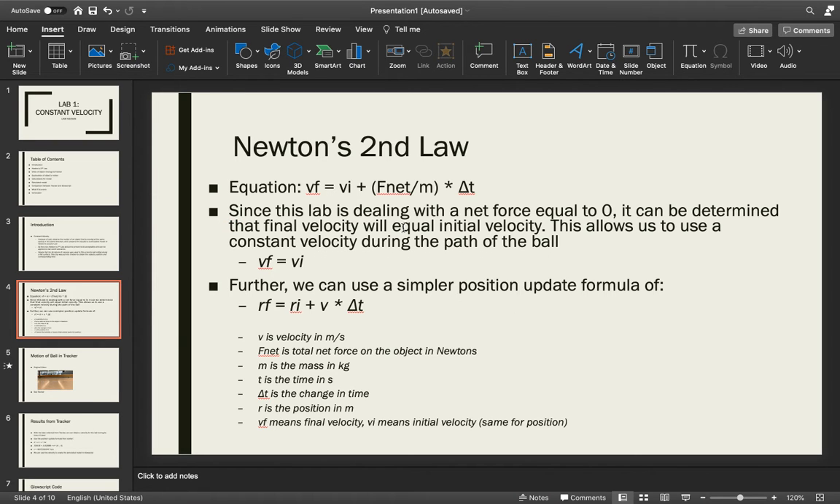And then here's just a brief explanation of Newton's second law, which we get from the principle net force equals mass times acceleration. We get this new formula, which is final velocity equals initial velocity plus net force divided by mass times change in time. And since we are dealing with net force equal to 0 in this lab, it can be determined that the final velocity will equal the initial velocity, which allows us to use a constant velocity during the path of the ball. Further, we can use a simpler position update formula of final position equals initial position plus velocity times change in time. And this velocity, as I said before, will be the constant velocity.